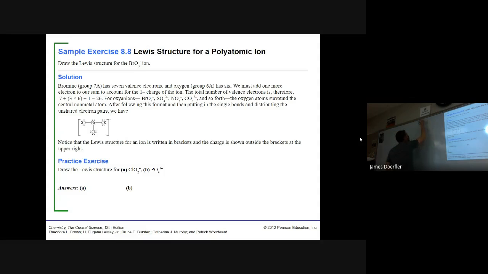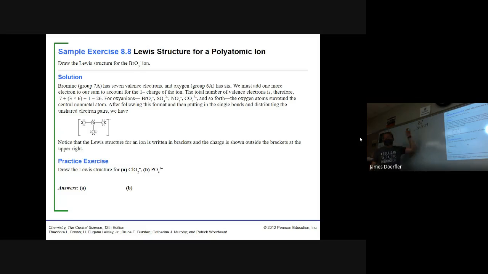PO4 3 minus. What's the first step in writing Lewis structures? We have to sum the valence electrons for all atoms involved, right? How many does phosphorus have? What did you say? 5. Very good. And a single oxygen has how many? 6. How many are present? 4. 6 times 4 is 24. Okay, so initially we have 29.